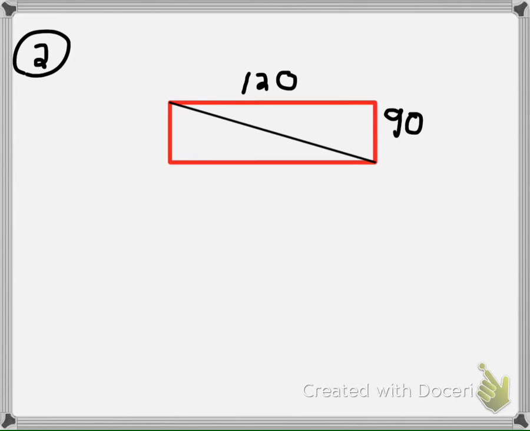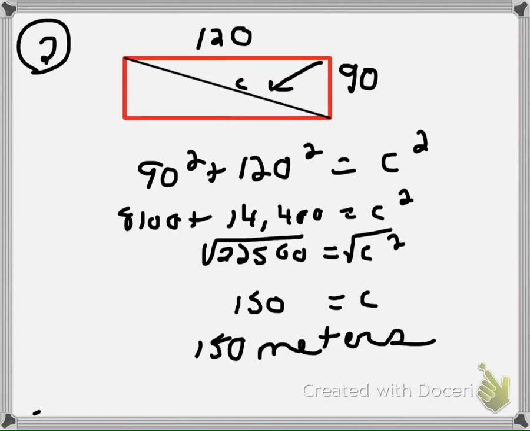Here's the picture. That's my soccer field. It said that it was 120 meters long and 90 wide. And so this is C. It's the side I'm trying to find. Okay, so 90 squared plus 120 squared equals C squared. I have A and B. I'm trying to find C.